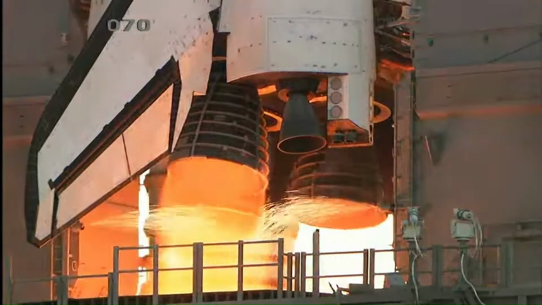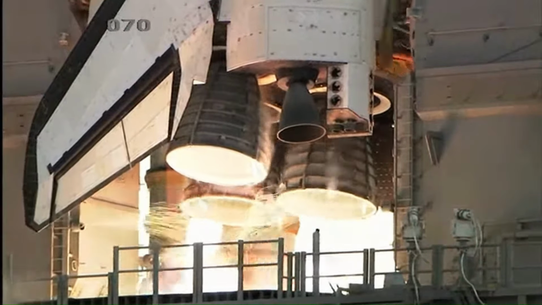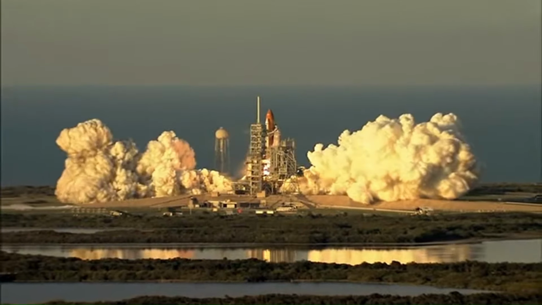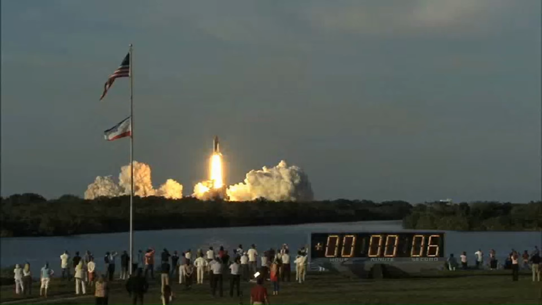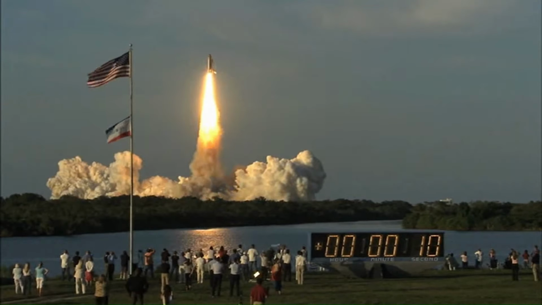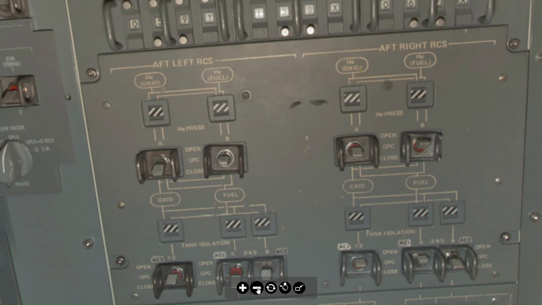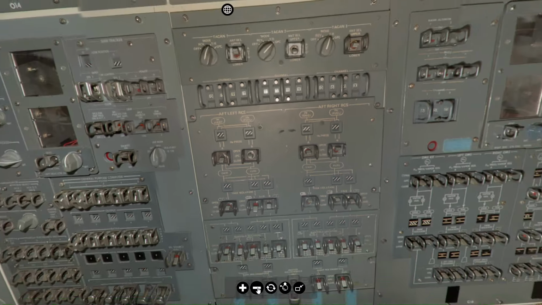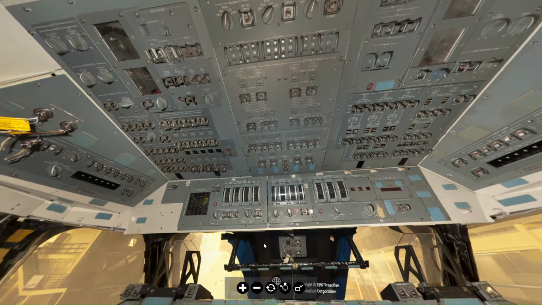For this series in Spacecraft Guide, we are going to focus on the Space Shuttle. We're going to concentrate on the flight instruments to teach you how the astronauts flew the Space Shuttle in flight and in orbit.